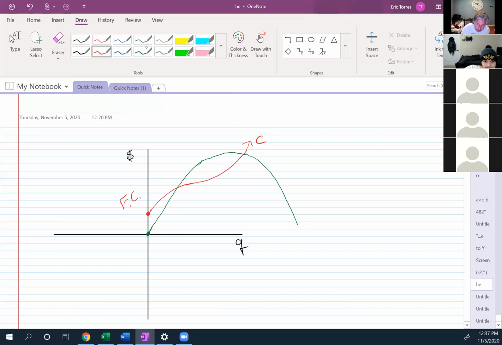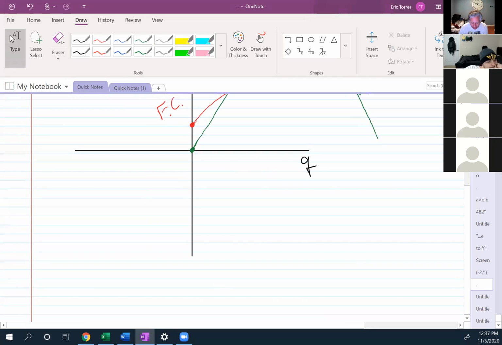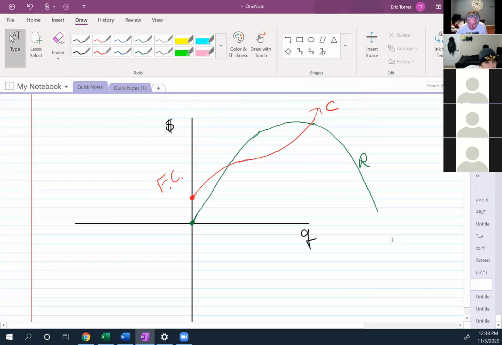And last but not least, so let me label this. This is your cost function. This is your revenue function and your profit function. So from here, I can create a profit function. Let me zoom in here a little bit.